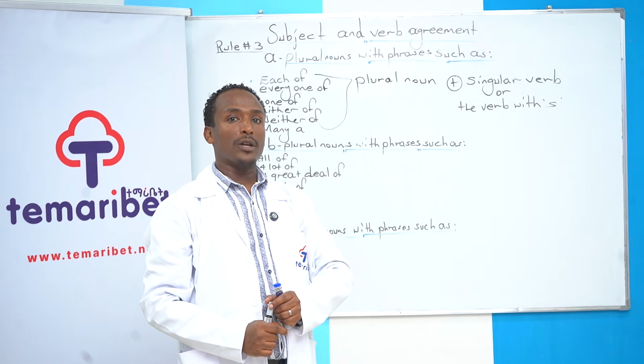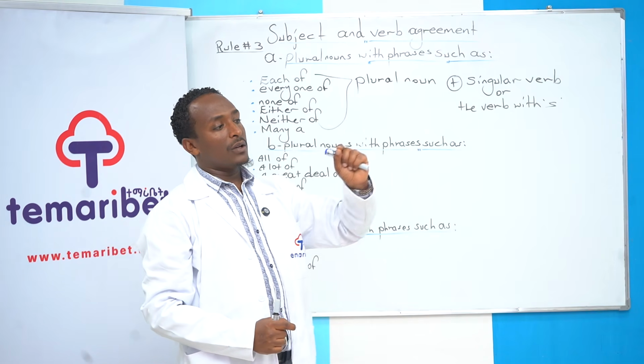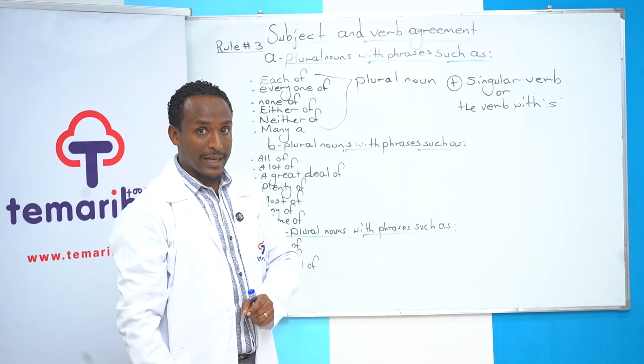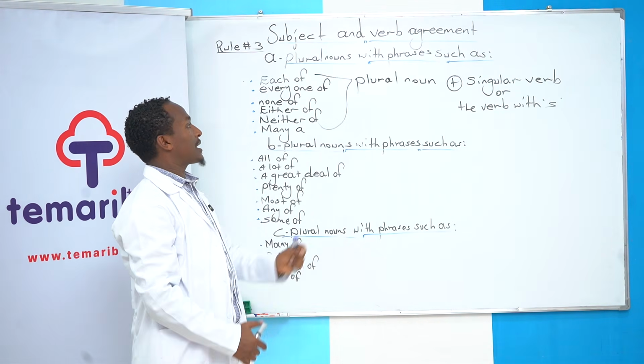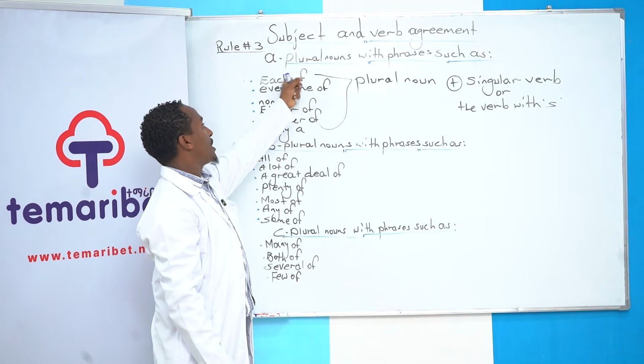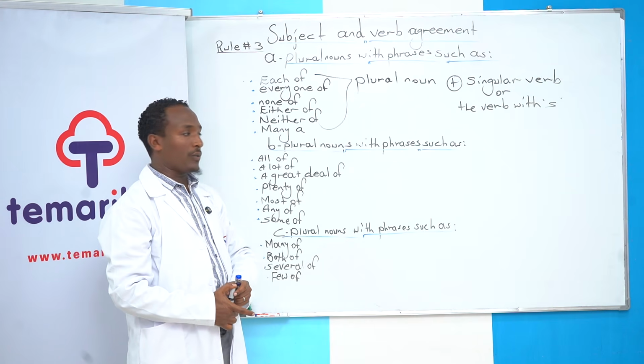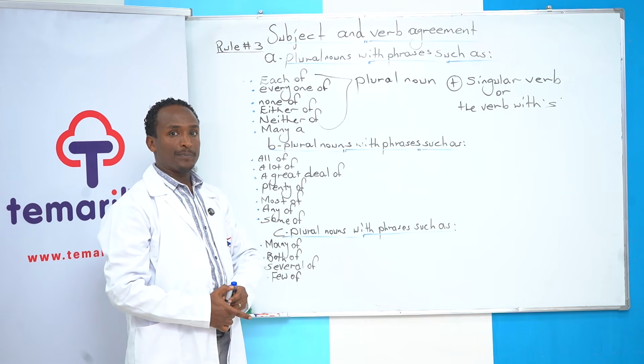I hope you are going to construct a sentence which is free from error related to subject-verb agreement, related to each of, every one of, one of, either of, neither of, and many a.